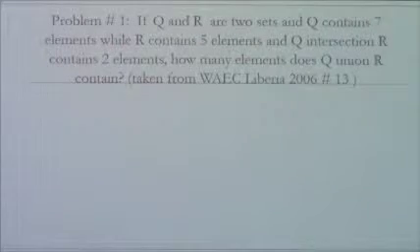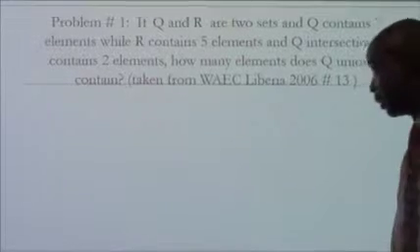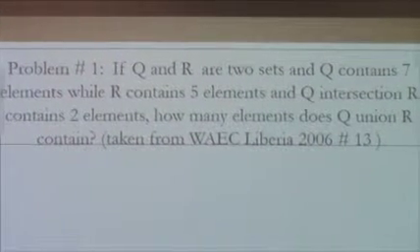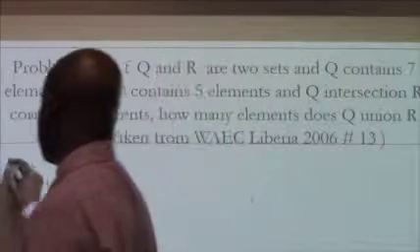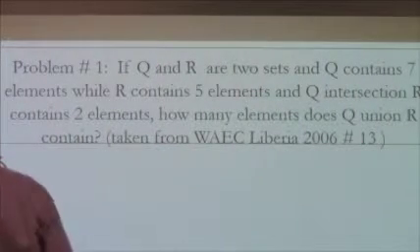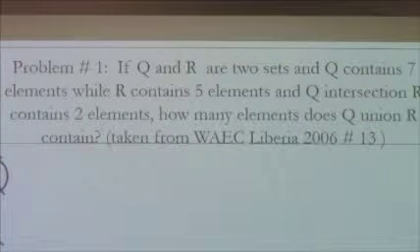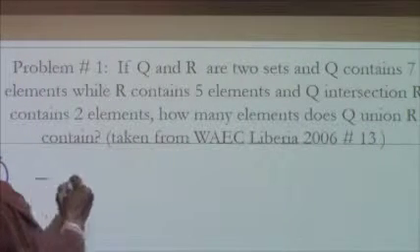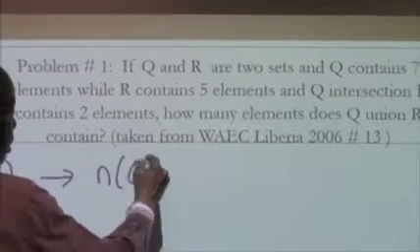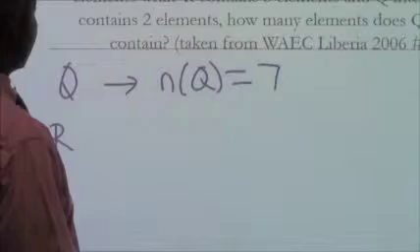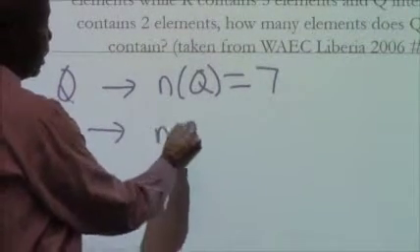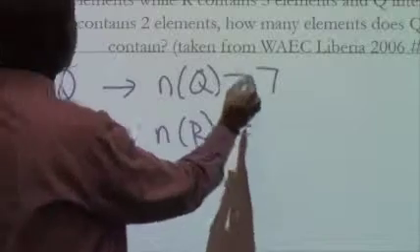So we have problem number 1 here, taken from WAEC Liberia 2006. When you have a problem like this, one of the things to do is to take your information and put it down so that you can use it. If Q and R are two sets, what do we know about Q? Q contains 7, so the number of elements in Q is equal to 7. And for set R, the number of elements in R is equal to 5.